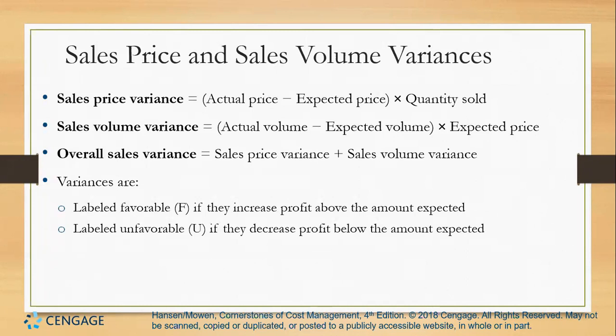Next, we go to sales price and sales volume variances. So we have now your formula: the sales price variance, actual price minus expected price times the quantity sold. Sales volume variance, actual volume minus expected volume times the expected price. The overall sales variance is the sales price variance plus the sales volume variance. Variances are labeled favorable or unfavorable depending on whether they increase or decrease profit.